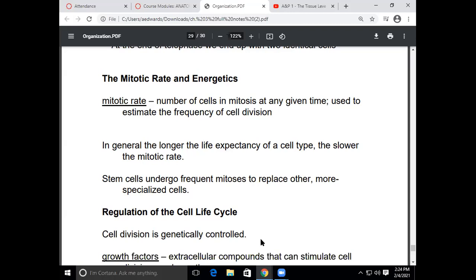And stem cells, these are cells that can differentiate into other tissues, right? So they are going to undergo frequent mitosis. They're going to replace more specialized cells, so they're differentiating.